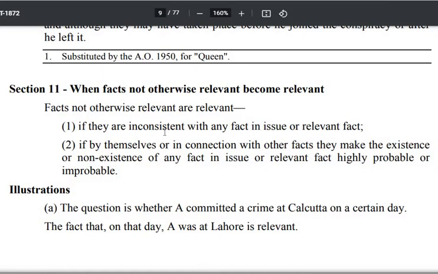What is meant by inconsistent? Directly opposite. मतलब दोनों फैक्ट एक साथ एग्जिस्ट नहीं करते. डायरेक्टली अपोजिट. दोनों फैक्ट एक साथ एग्जिस्ट नहीं कर सकते. दैट इज व्हाट इज कॉल्ड इनकंसिस्टेंट.